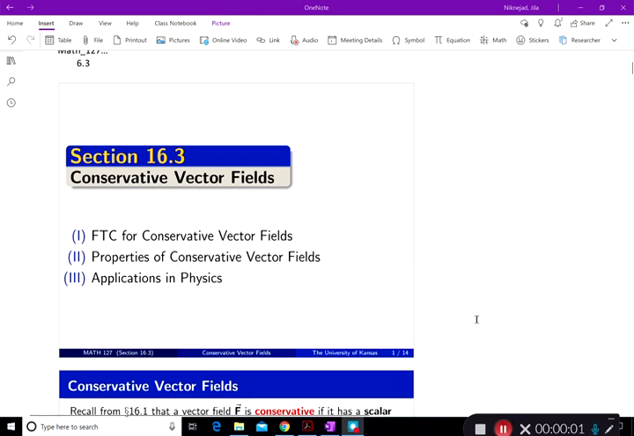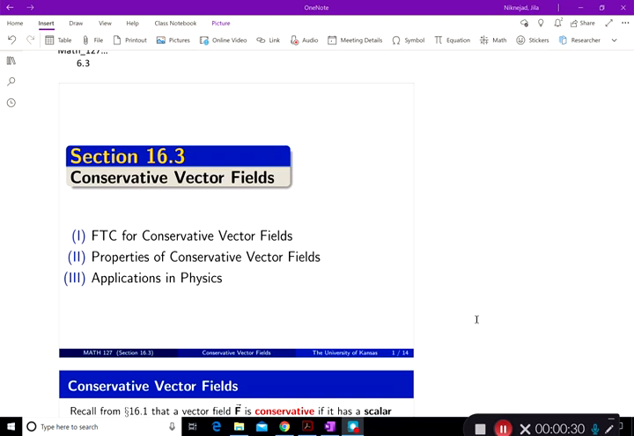We're starting section 16.3, conservative vector fields. First we do the fundamental theorem for conservative vector fields. Then we do properties of conservative vector fields and how knowing that a field is conservative makes the computation much easier.